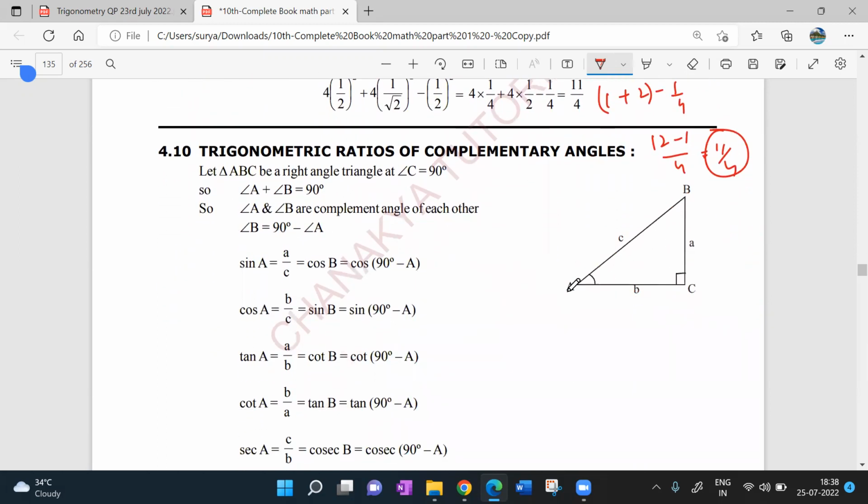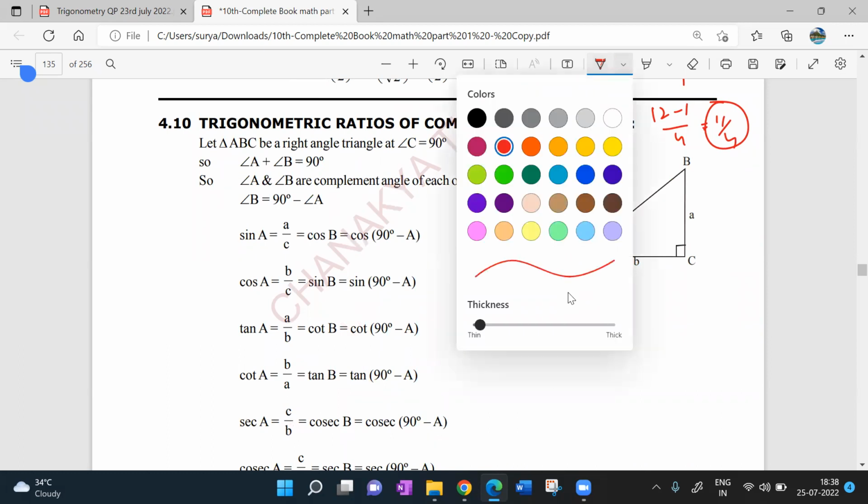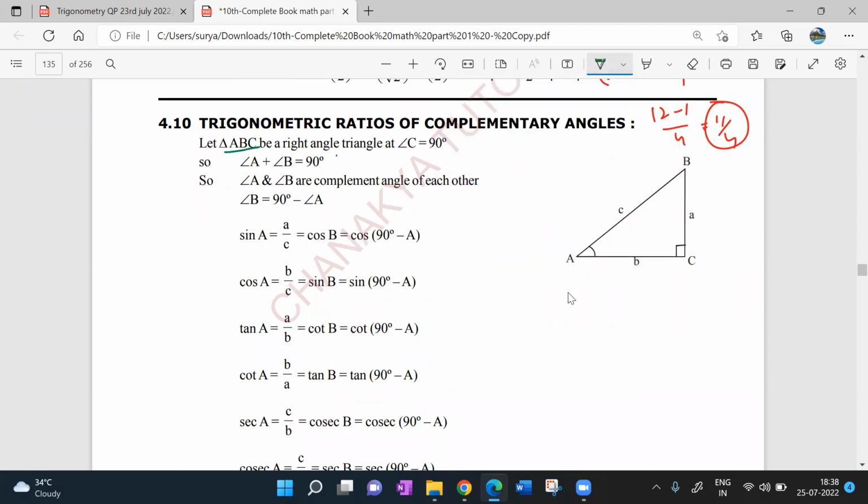Next, look at this here. Trigonometric ratios of complementary angles. Basically, complementary angles are two angles whose sum must be equal to 90 degrees. We have learned this in class 9, right? If triangle ABC is a right angle triangle, with C equal to 90 degrees, then A plus B is equal to 90 degrees, and so A and B are complementary angles of each other.